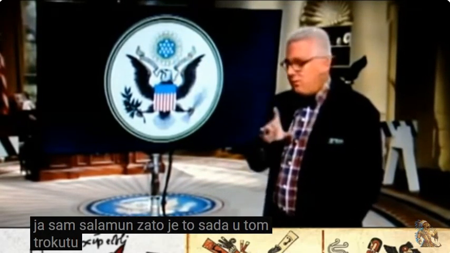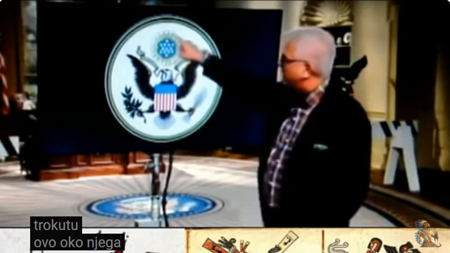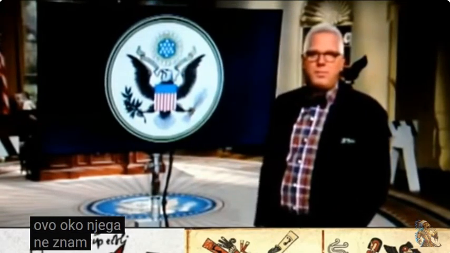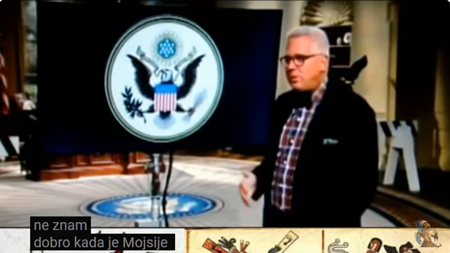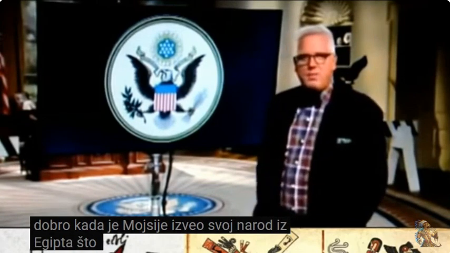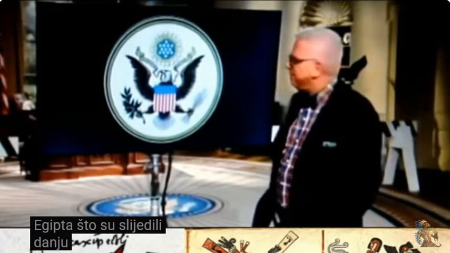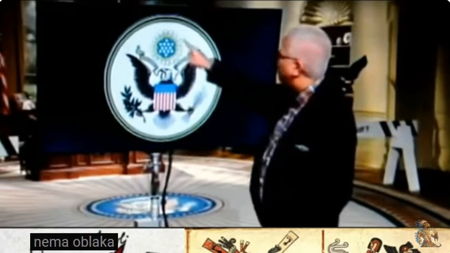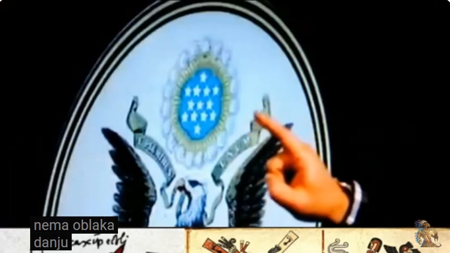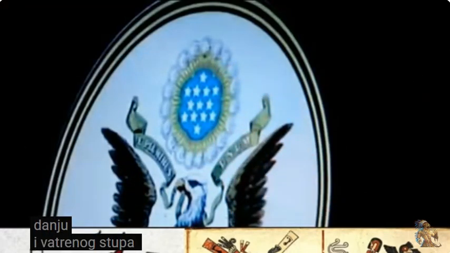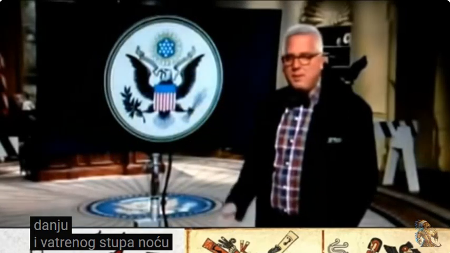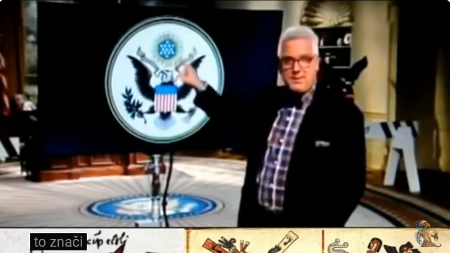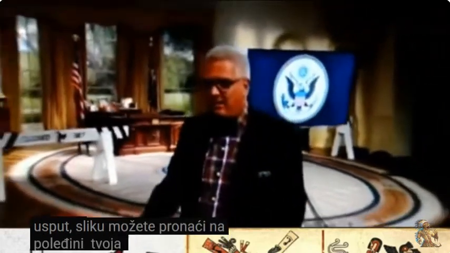Now, what's this surrounding it? I don't know. Well, when Moses led his people out of Egypt, what did they follow during the day? Oh, a cloud by day, and a pillar of fire by night. That's what this means. By the way, you can find the image on the back of your $1 bill.